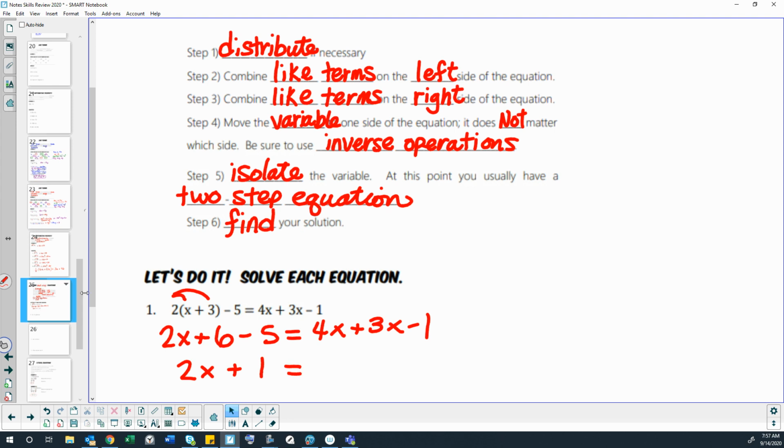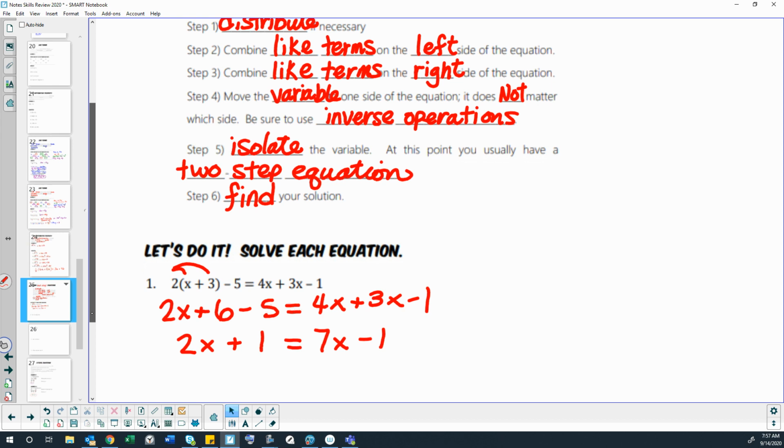So on the right side, we have a 4x, we have a 3x, and we have a negative 1. So the 4x and the 3x, since they have the same variable, x, they are like terms. We can add them together. So 4x plus 3x, we add the 4 and the 3, so we get 7x. Combine those like terms together. Then we have a negative 1. It doesn't have anything else that it combines with, so I'm just going to write down negative 1.